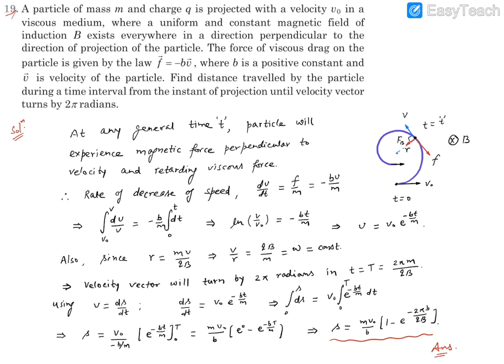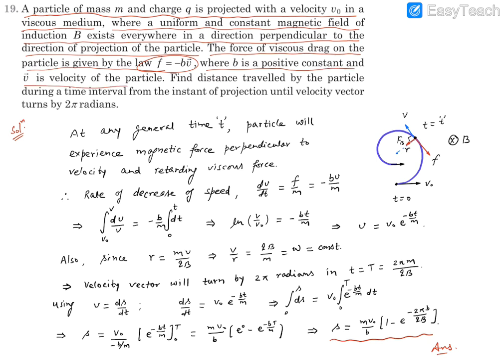Hello, question number 19. It reads: a particle of mass m and charge q is projected with a velocity v0 in a viscous medium where a uniform and constant magnetic field of induction B exists everywhere in the direction perpendicular to the direction of projection of the particle. Further, it says the force of viscous drag on the particle is given by this law, where B is a positive constant and v is the instantaneous velocity of the particle.